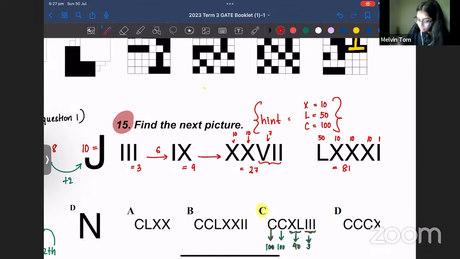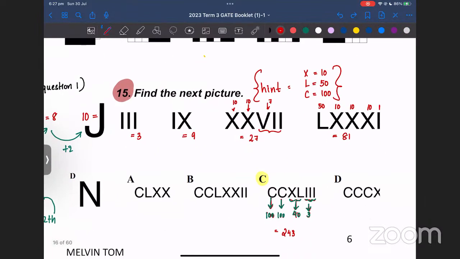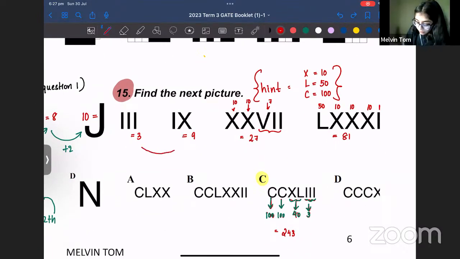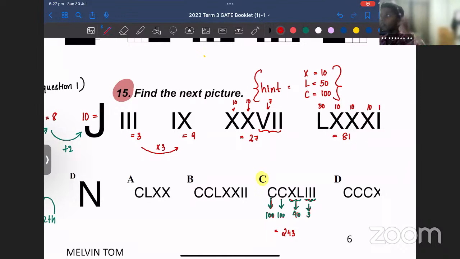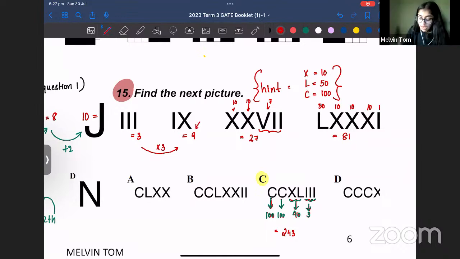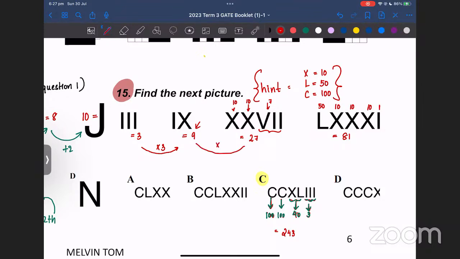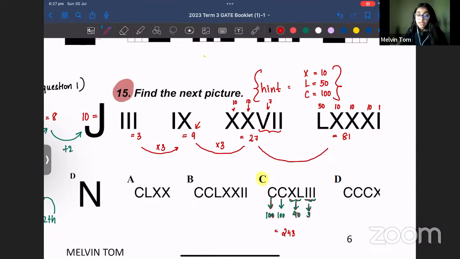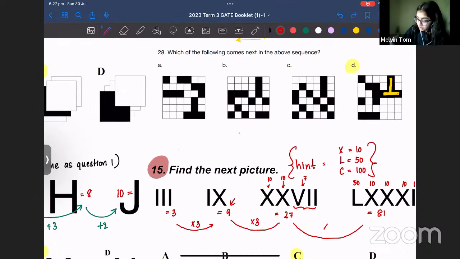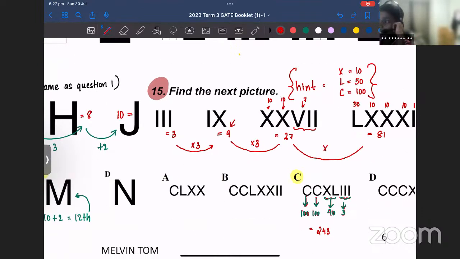Oh, wait. Sorry. Please excuse me. Just forget whatever I said. It's times. Yes, it's times. My bad. So let me explain again. So from 3 to 9, if you multiply by 3, so 3 times 3, you get 9. Now from 9 to 27, what's the relation? 9 times 3 is 27. Now from 27 to 81, 27 times 3 is 81. Very good.